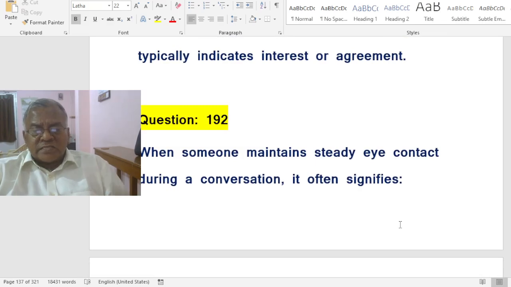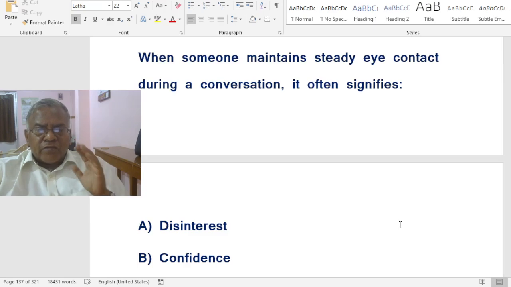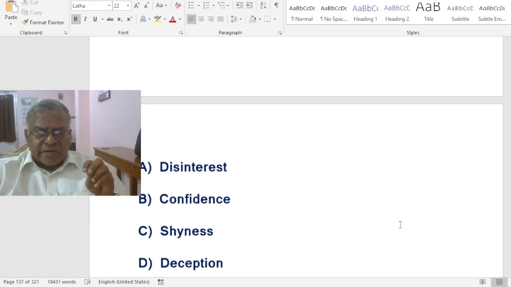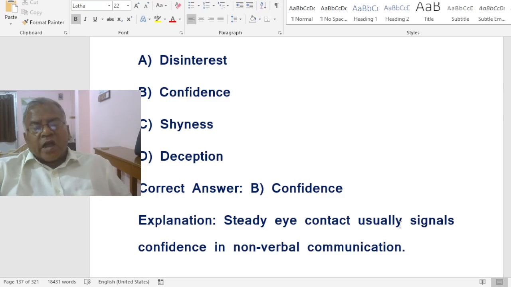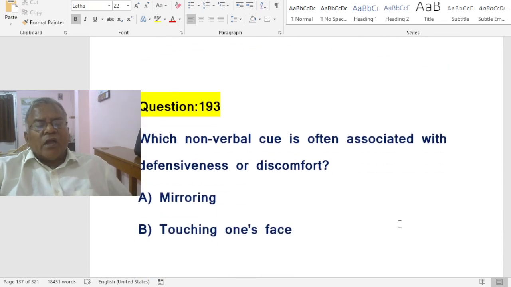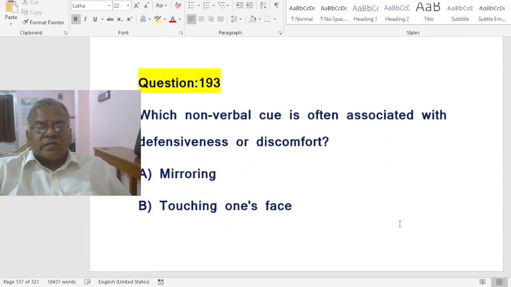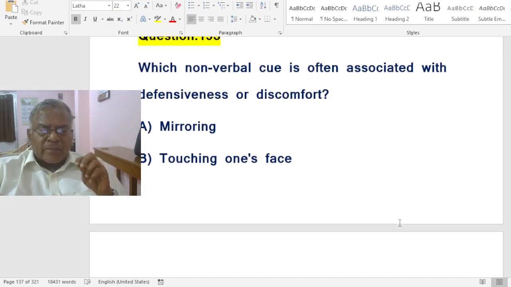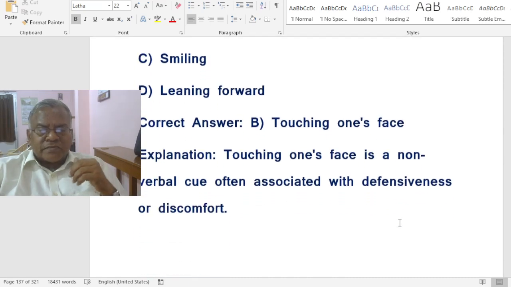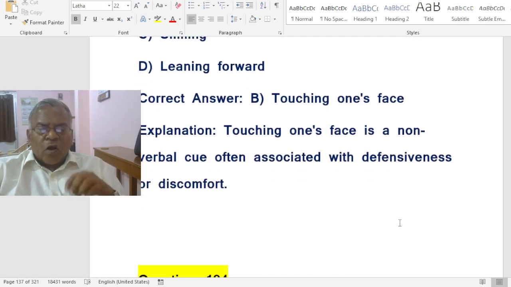When someone maintains steady eye contact during a conversation, it often signifies what? Confidence. Steady eye contact usually signals confidence in nonverbal communication. Which nonverbal cue is often associated with defensiveness or discomfort? That is touching one's face. Touching one's face is a nonverbal cue often associated with defensiveness or discomfort.